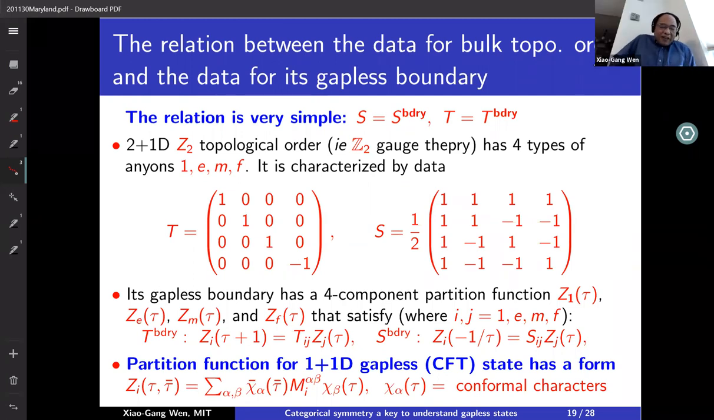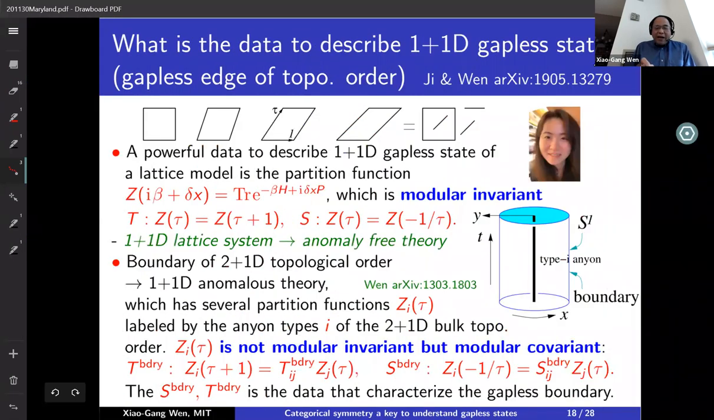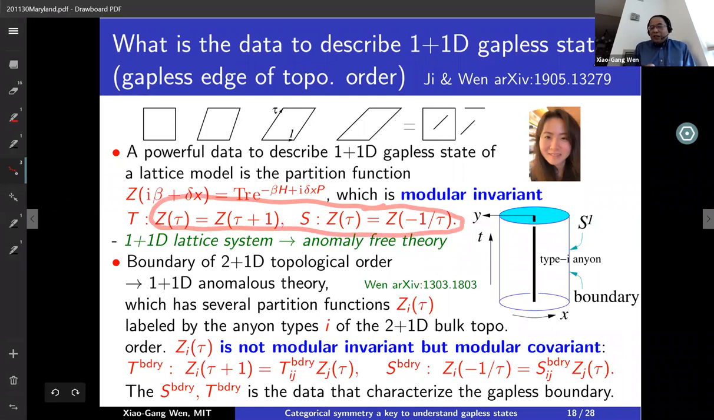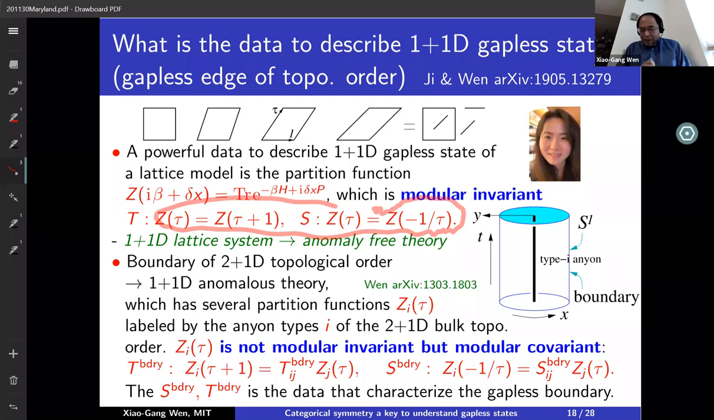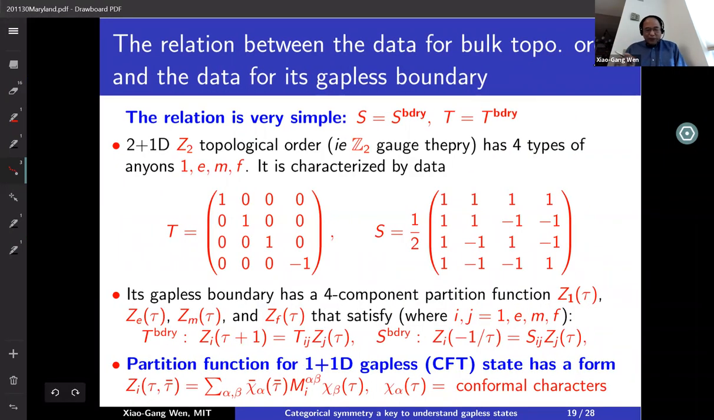Yes, and I'll come back to this. Certainly from this condition alone, we cannot determine this Z uniquely. We can combine that Z with any anomaly-free partition function, and that will also be a solution. So there's an ambiguity here. I will come back to this ambiguity later. Maybe in a few more minutes I'll finish.